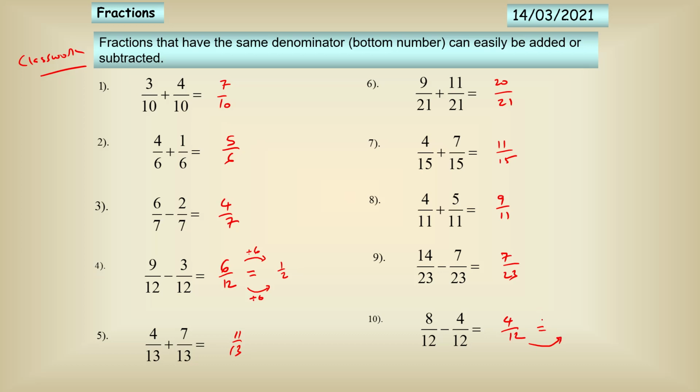Oops, put an arrow there. Divide by 4 and divide by 4. 4 divided by 4 is 1, and 12 divided by 4 is 3. Okay, good. Right, now we've done that, I've got some work I want you to do in your books.